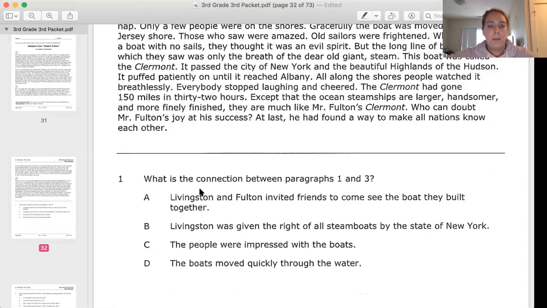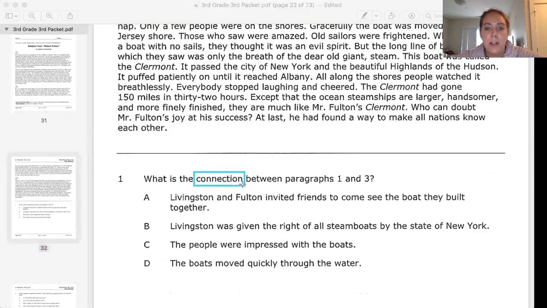I'm going to do question 1. What is the connection between paragraphs 1 and 2? This word connection I'm going to box because it's asking me how paragraphs 1 and 2 are similar, and I am going to underline paragraphs 1 and 2.